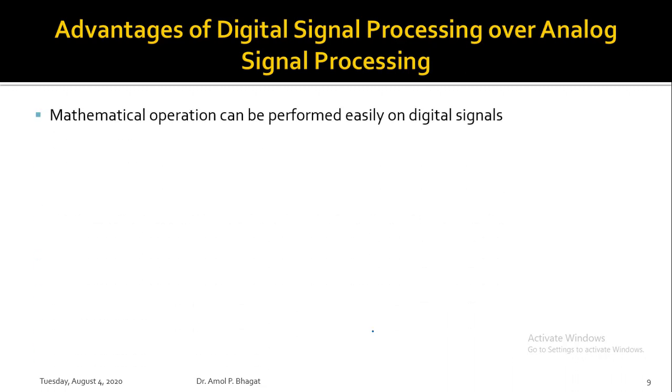So mathematical operations can be performed easily on these digital signals, right? Digital implementation is cheaper due to various advancements, that was in the first session, right? There are various advancements in the circuitry, integrated circuitry. Because of that, digital implementation is cheaper.